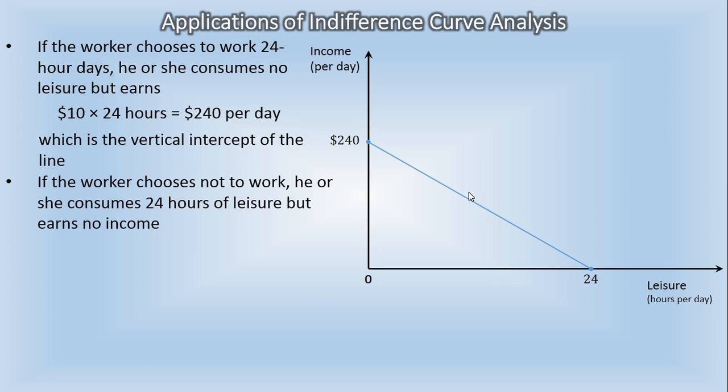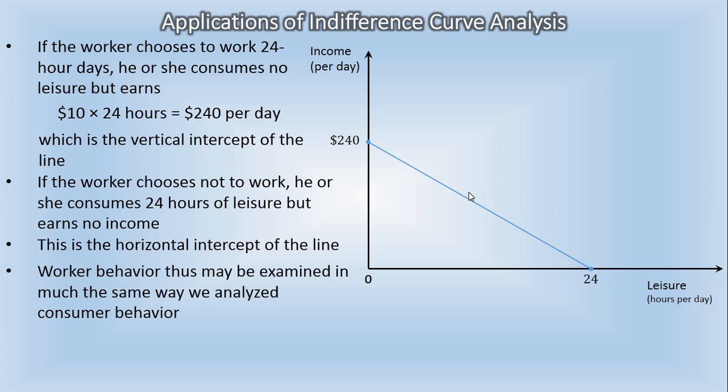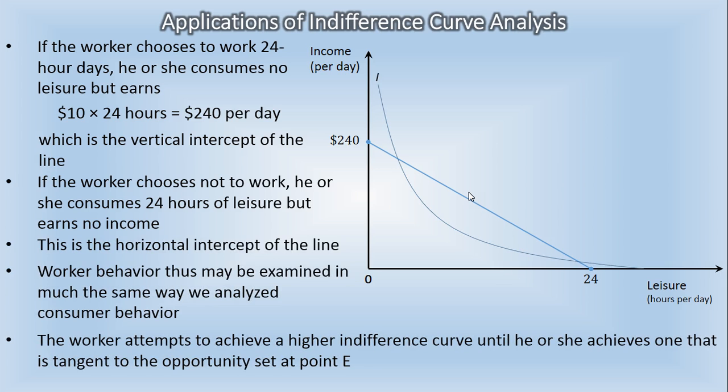If the worker chooses not to work, he or she consumes 24 hours of leisure but earns no income, which is the horizontal intercept. Worker behavior may be examined in much the same way we analyze consumer behavior. The worker attempts to achieve a higher indifference curve until he or she achieves one that is tangent, just touching the opportunity set. In this case, it's going to be at point E. So at point E, the consumer is making $80. That means she is working 8 hours, and she therefore has 16 hours left over in the day for leisure, which is that amount there.